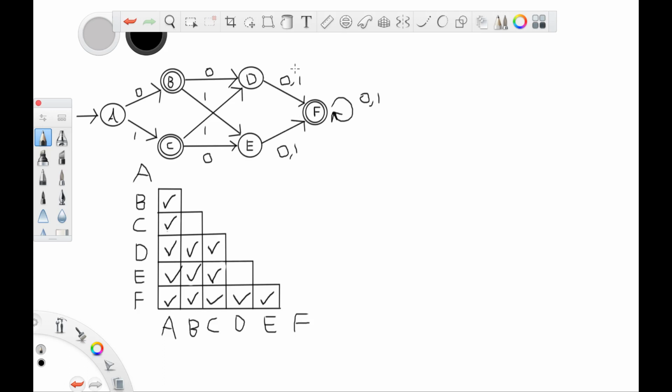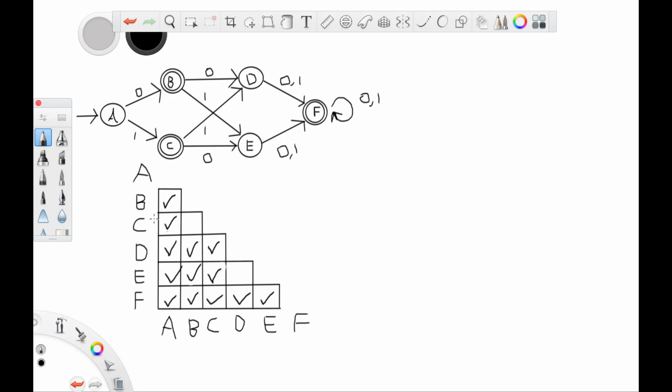FF is not checked, because it can't be, since a state in itself can't be checked. And 1 gives the exact same result of FF again. So ED will not be checked.